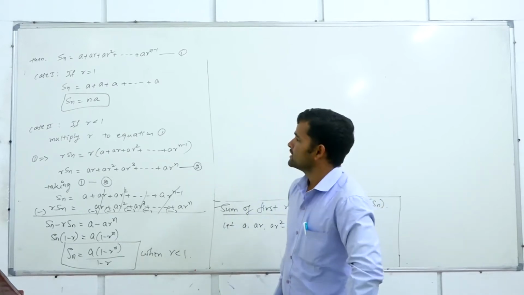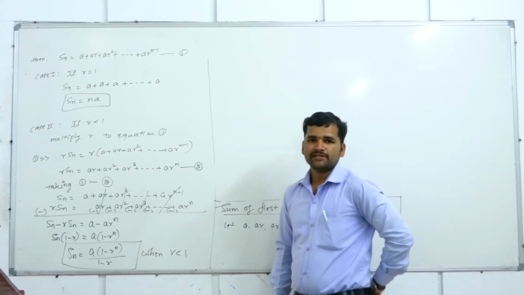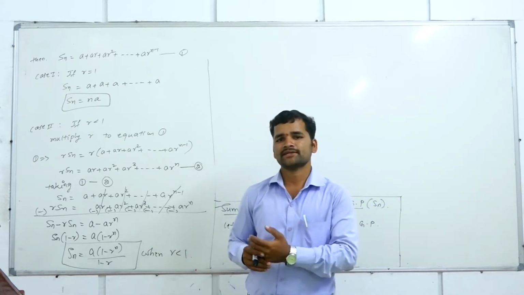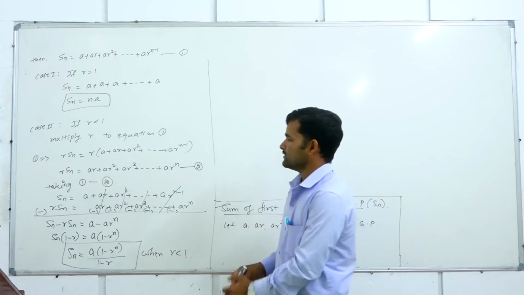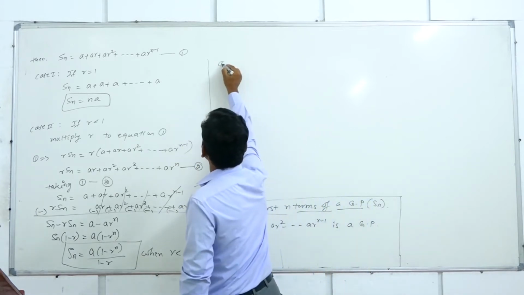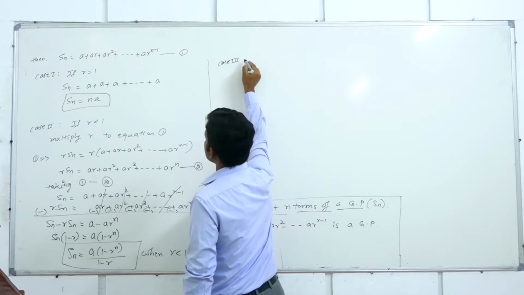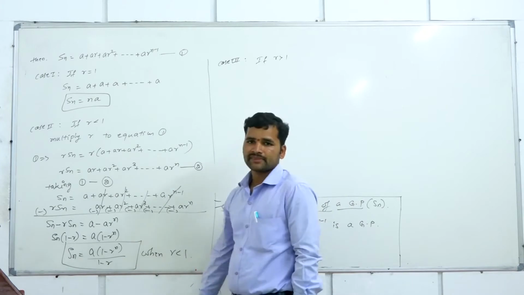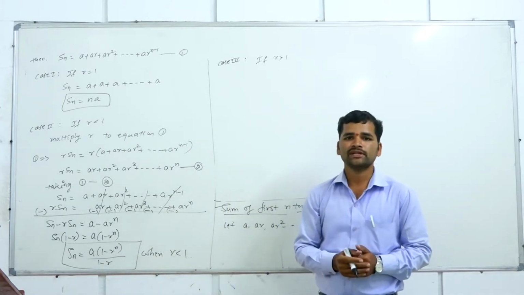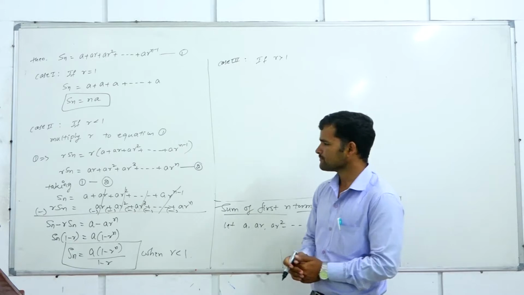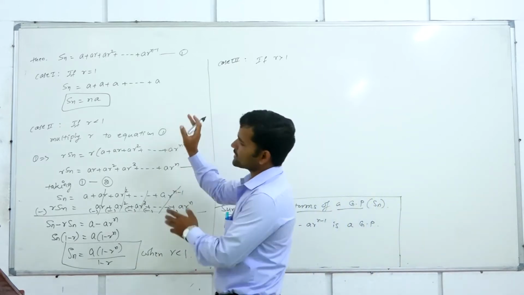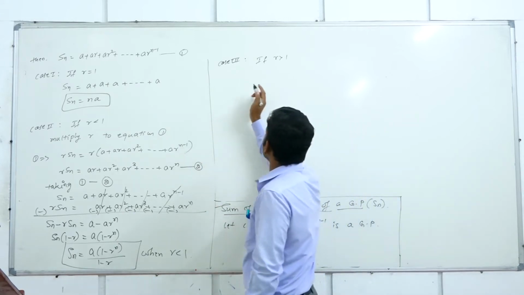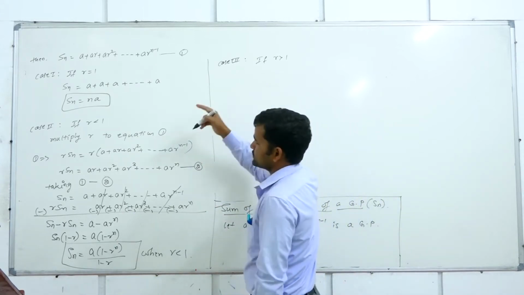Okay, students, in the previous session we did two cases for Sn. One is r is equal to 1 and second one is r is less than 1. Now we will take the third case, that is if r value is greater than 1, common ratio is more than 1, then what happens to the formula? Whatever we did in the last session, the same thing applies here. For r greater than 1 also, do the same thing.